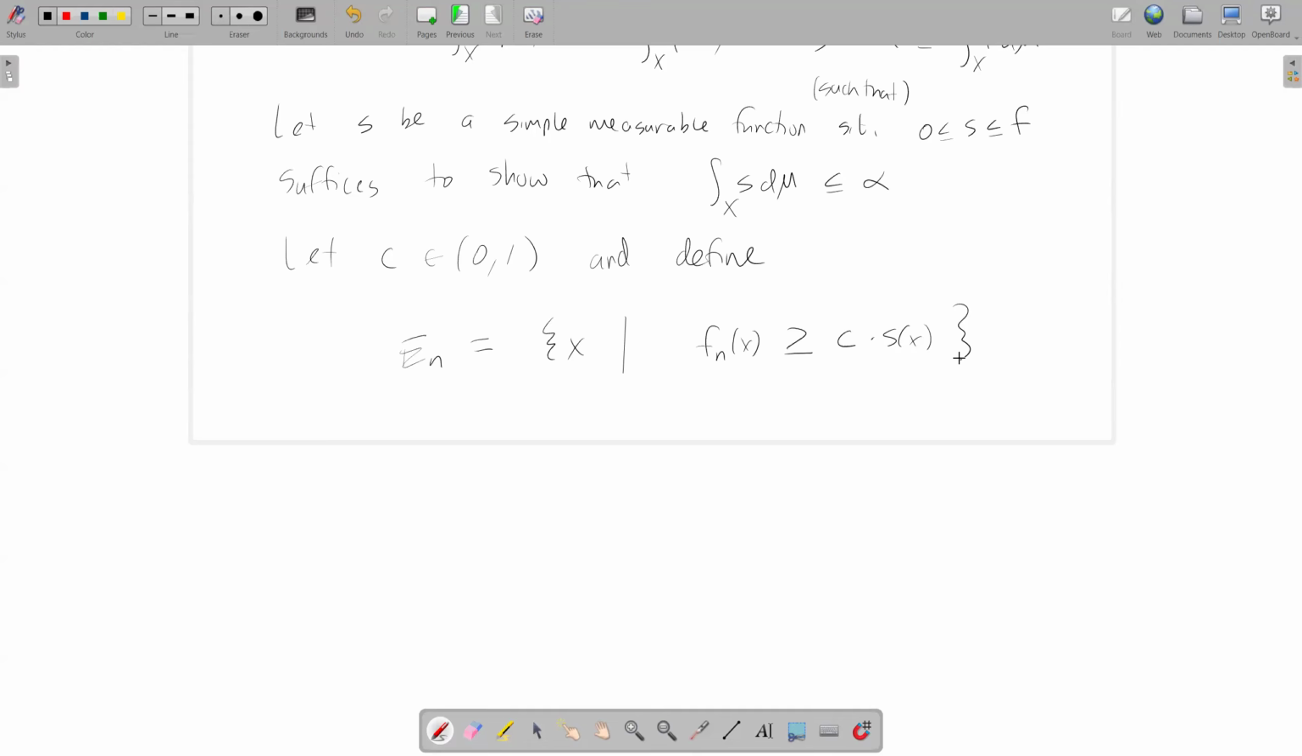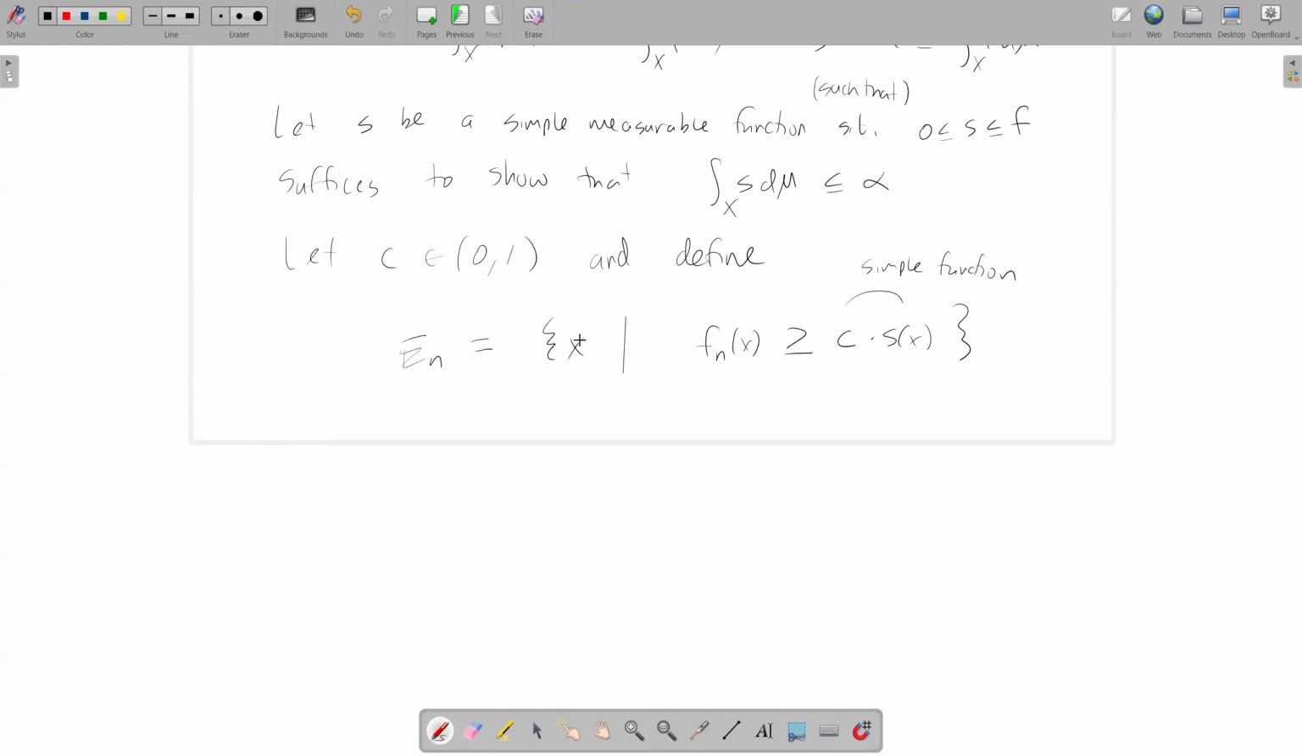Okay. So like I said, I want f_n to be greater than or equal to s of x, but what I've done instead is I've let it be greater than or equal to a slightly smaller multiple of s of x. Okay. So on this set, this is a simple function.